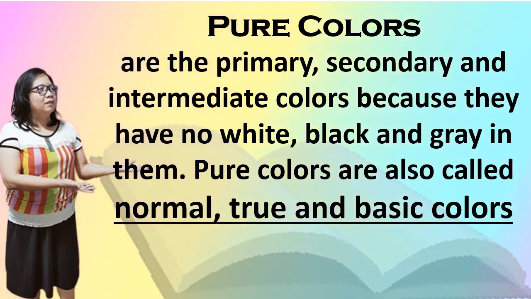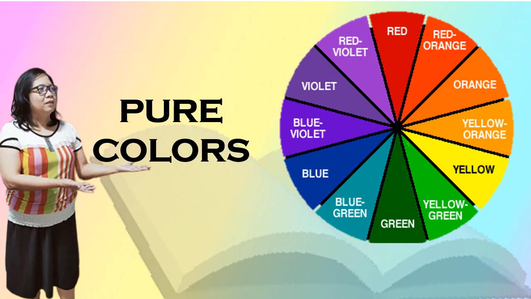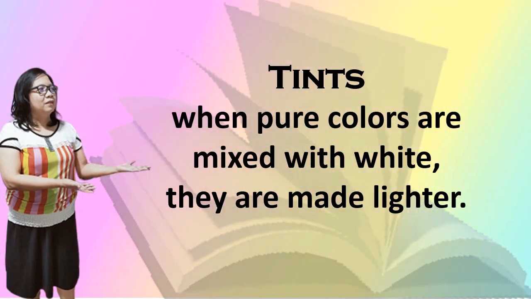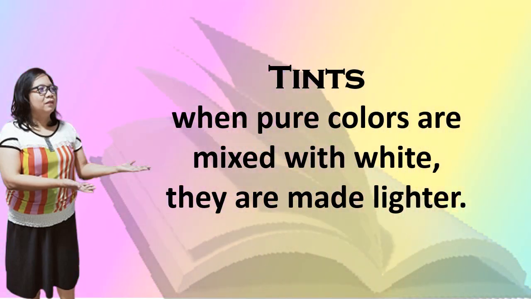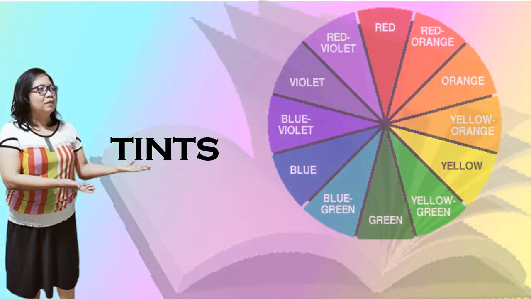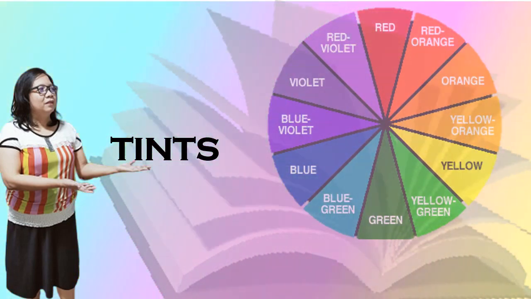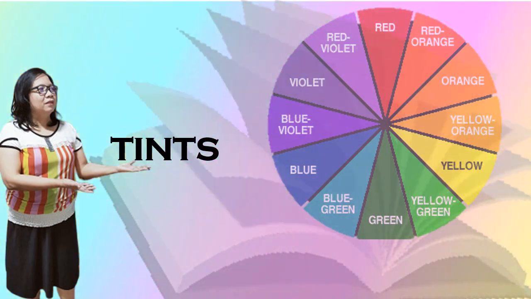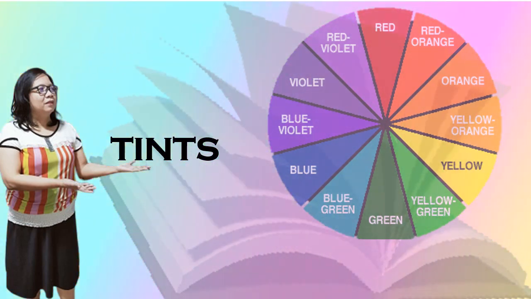Pure colors are the primary, secondary, and intermediate colors because they have no white, black, and gray in them. Pure colors are also called normal, true, and basic colors. These are the pure colors. Tints. When pure colors are mixed with white, they are made lighter. These are the tints. The addition of white made the colors lighter.